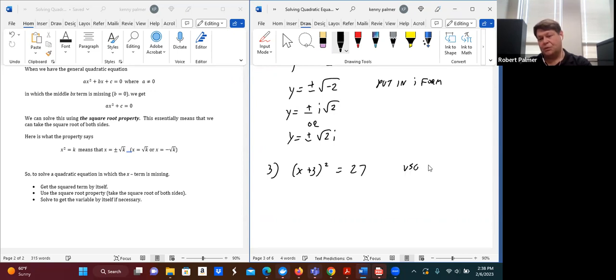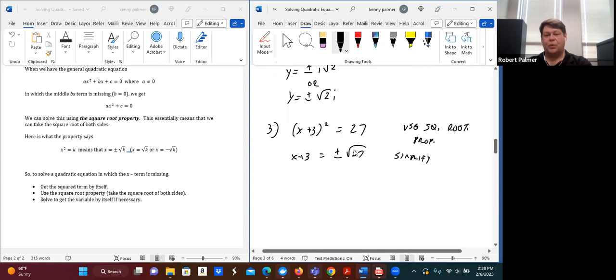Once again, what we want to do then is use the square root property. So essentially take the square root of both sides. So if this squared is equal to 27, then x plus 3 is equal to plus or minus the square root of 27. Okay, now also here we can simplify this radical. 27 is not a perfect square, but there's a perfect square in 27, which is 9. So we have x plus 3 is equal to plus or minus the square root of 27, which is 9 times 3.